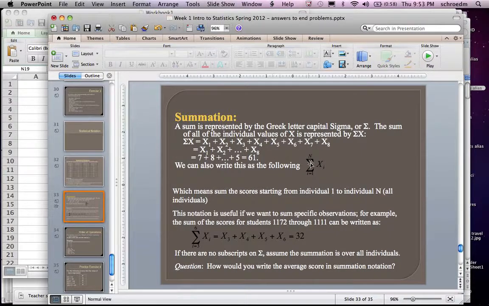And I can write it like this as well. What this says is I want to sum all my x's starting at 1 and going all the way to the n. That's what this n means.